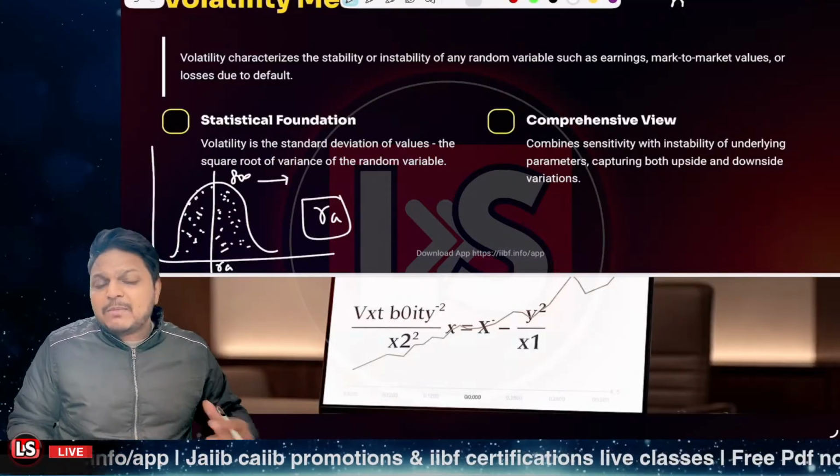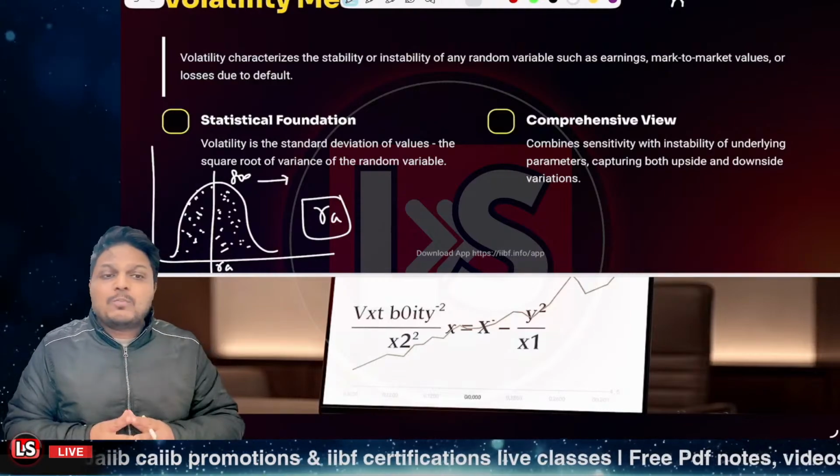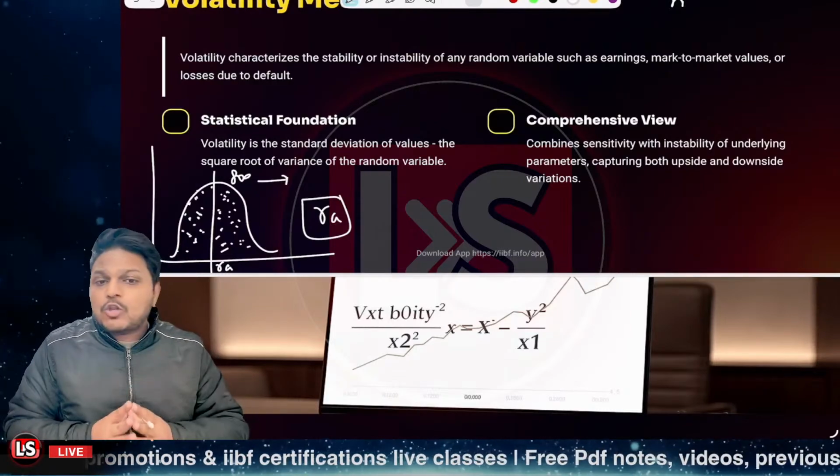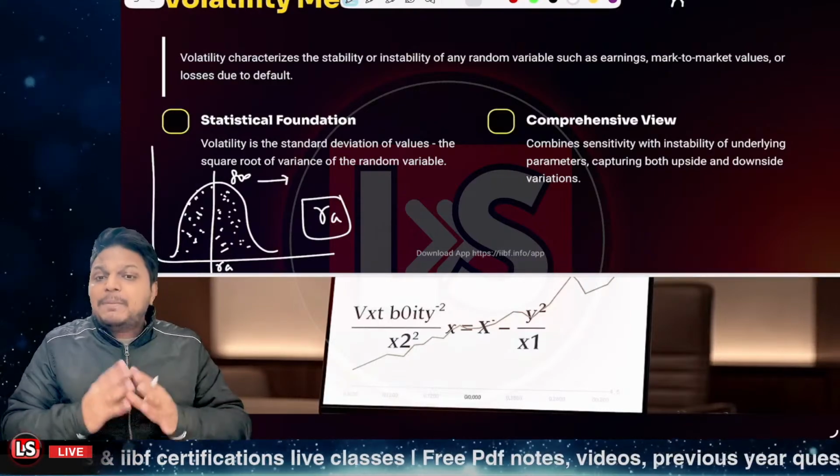Now this random variable could be earnings, it could be related to market values, it could be related to losses due to default, it could be anything, right?